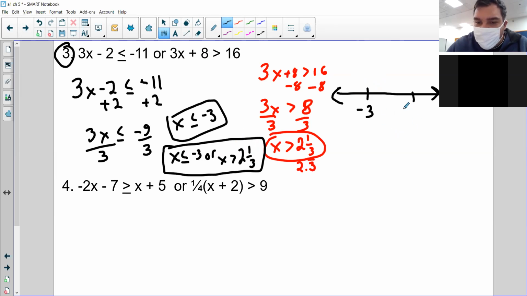After we write it like that, we could graph it. -3, 2 1/3, it's positive, so you know 2 1/3 is definitely bigger. X is bigger than 2 1/3, open circle, we're going to go to the right. X is less than or equal to -3, so that's a closed circle, go to the left. Okay.